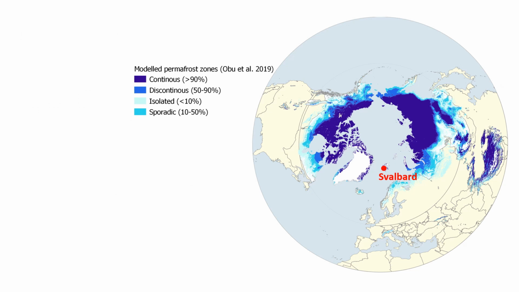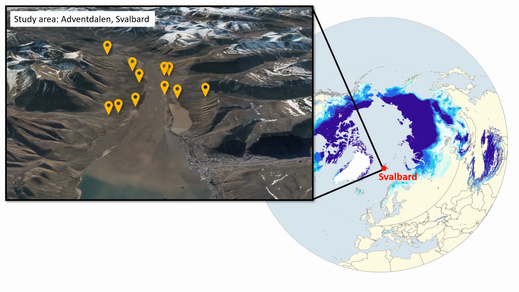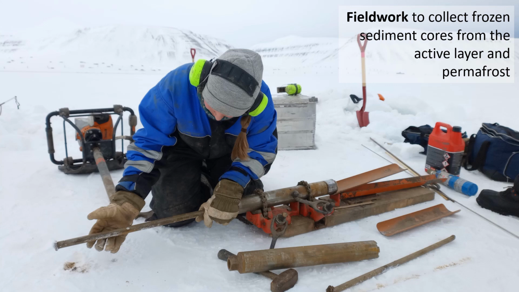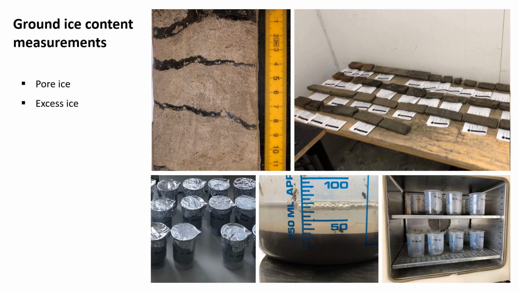My fieldwork took place in Svalbard, a Norwegian archipelago, and the high Arctic. I had several field sites. At each field site, we collected sediment cores from the frozen active layer and permafrost. The cores were then evaluated in the laboratory for the amount of ground ice.